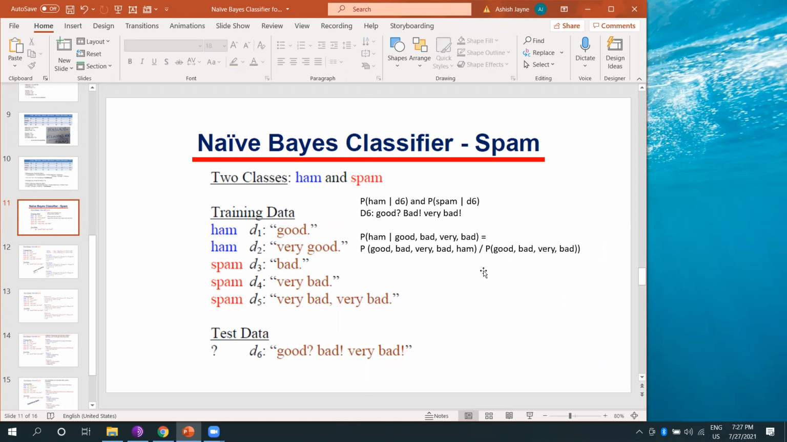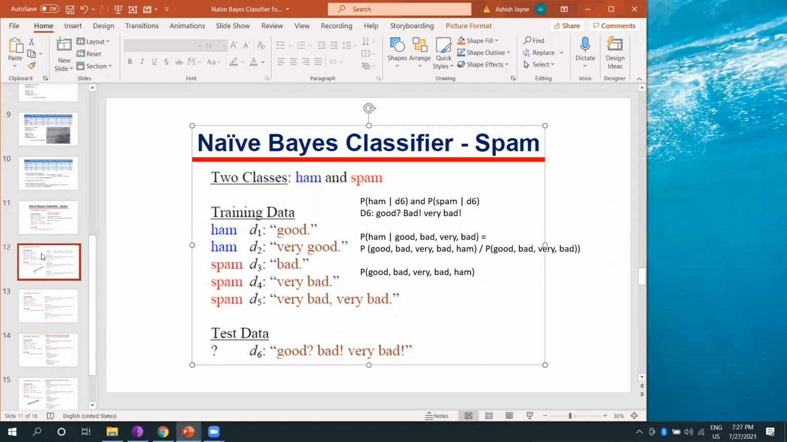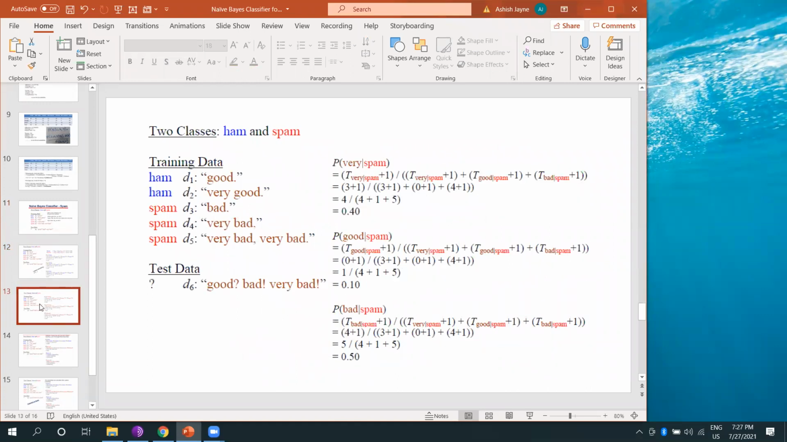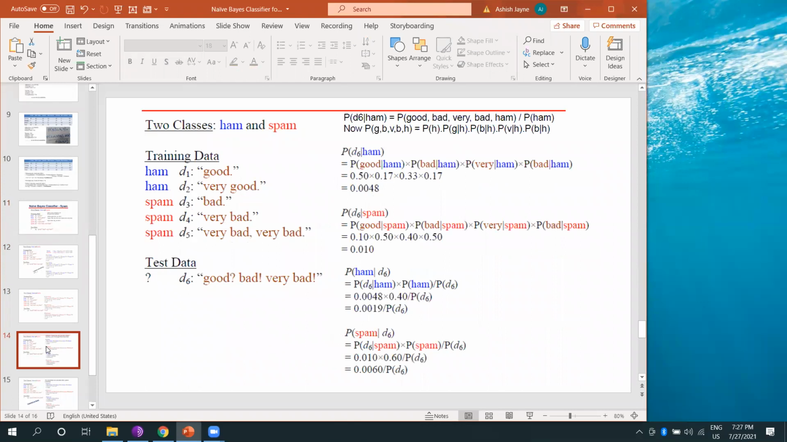So this is from Bayes equation, and to derive this P(good, bad, very, bad), we would say that these are independent events, right? So P(good, bad, very, bad | ham). Because the problem is of naive Bayes, we'd assume that all the probabilities are independent probabilities.